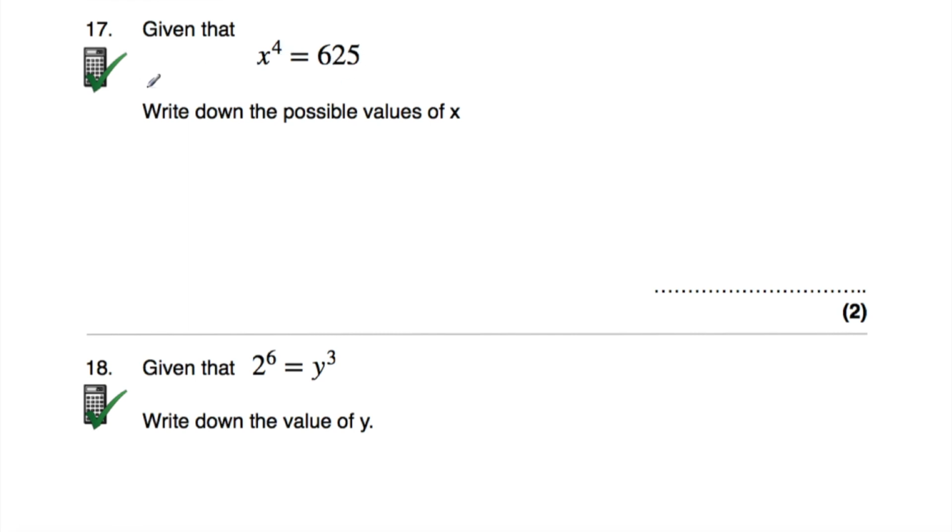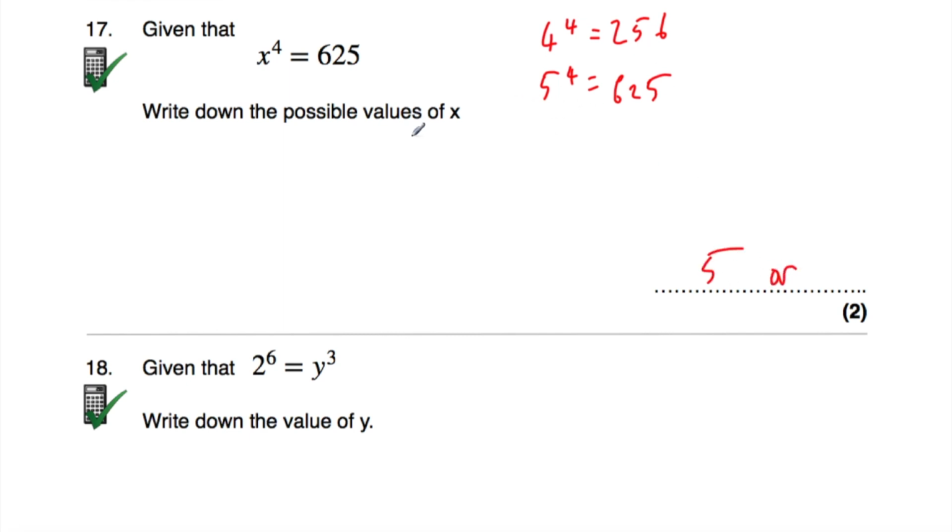That's a calculator question, so we could get our calculator and do 4 to the power 4 and see what that's equal to. 4 to the power 4 is equal to 256, so it's not that. So let's try 5. 5 to the power 4 is equal to 625. So that means that one possible value for x would be 5, because as you can see, 5 to the power 4 is 625. So that's one possible answer.